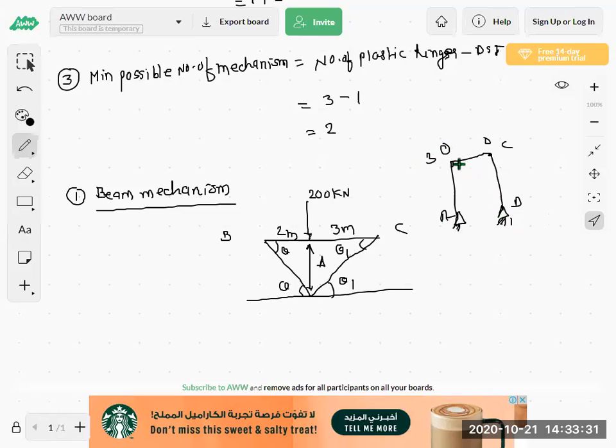Are you getting? Because at A, hinge support is there. At D, again hinge support is there. And B and C, these two are the continuous supports. So at continuous supports, hinge will form or not?